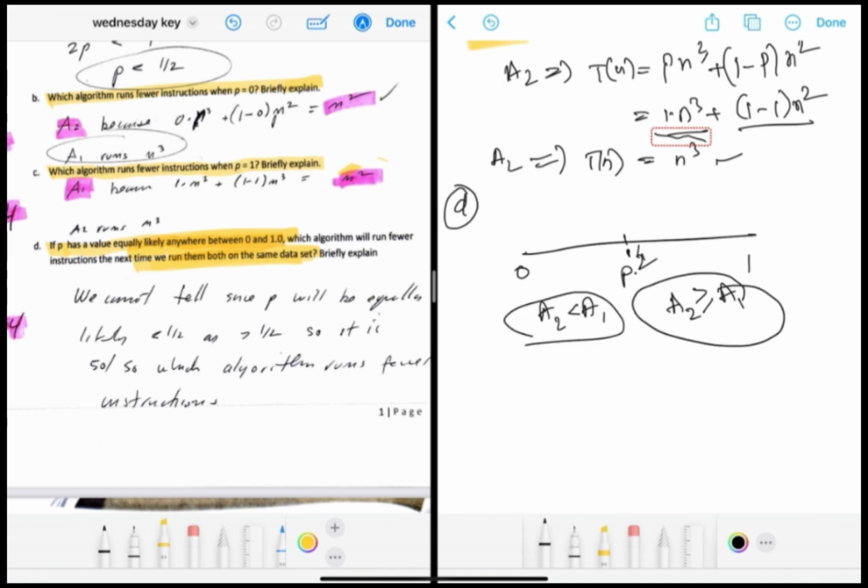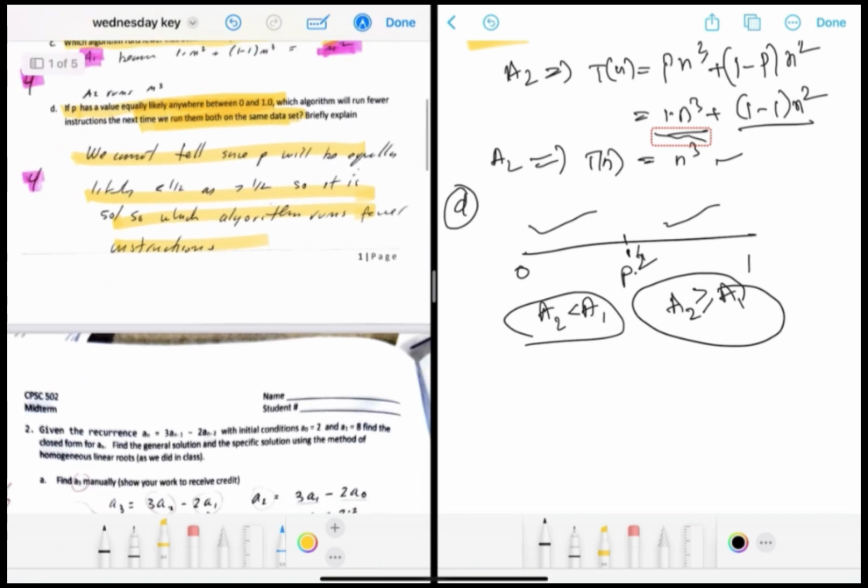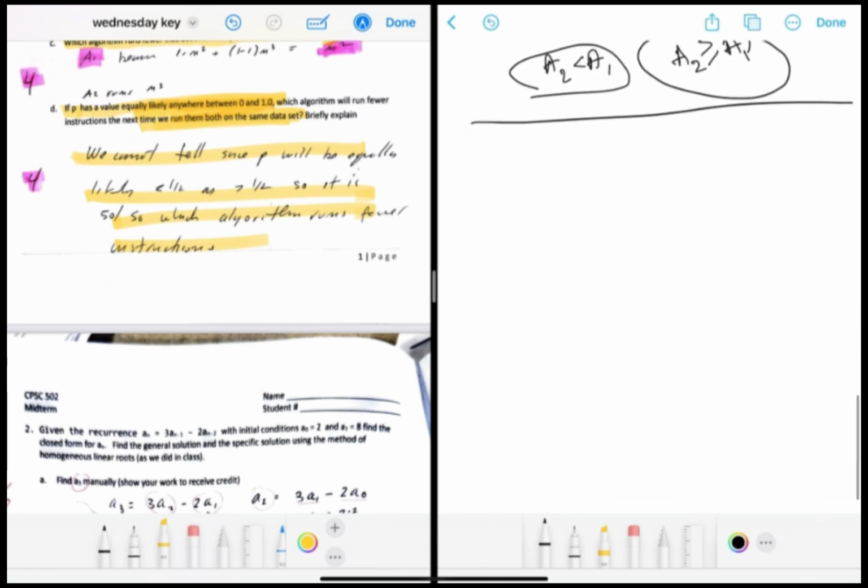But here, 1 by 2 is the middle of 0 and 1, so it's like a half and half chance. They are both equally likely to happen. So we cannot determine which is most likely to happen, or which is going to happen more, because they are equally likely. So we cannot determine. That is the answer for this question, and that is all for the first question.